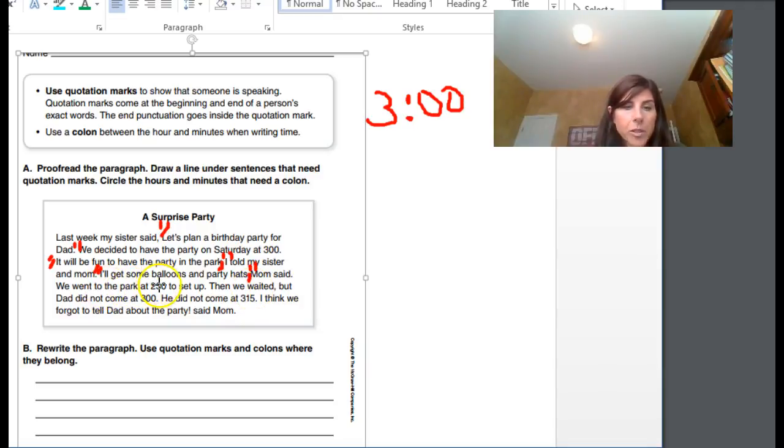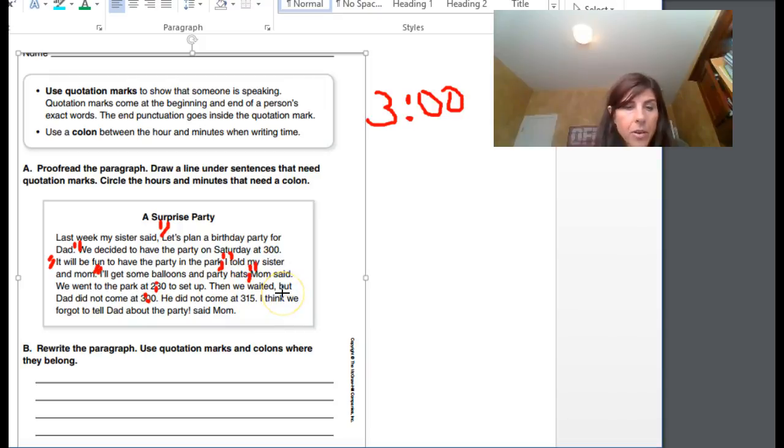We went to the park at 2:30. There would be colons there. Kind of hard to write those here. We went to the park at 2:30 to set up. No one said that. Then we waited, but Dad did not come at 3 o'clock. Okay, no one said that. He did not come at 3:15, colon.